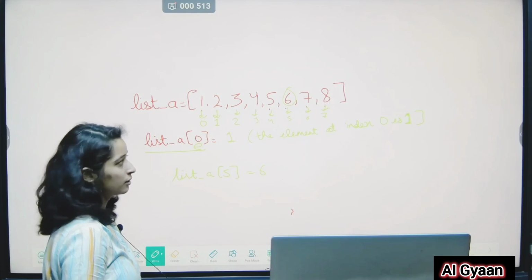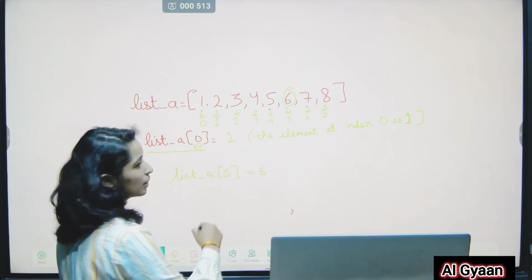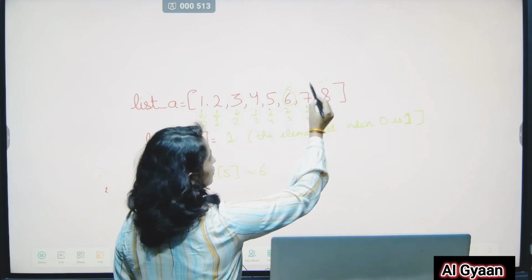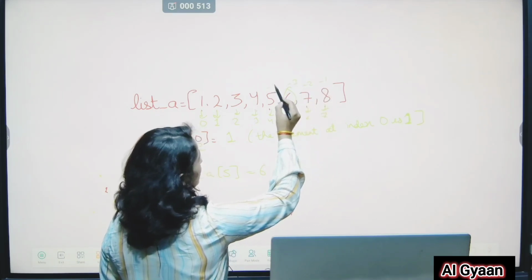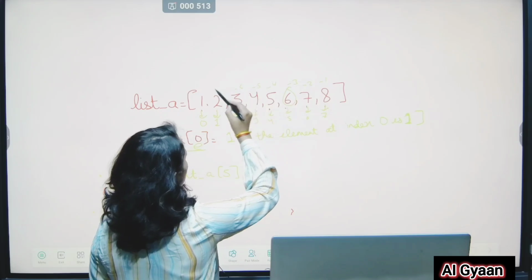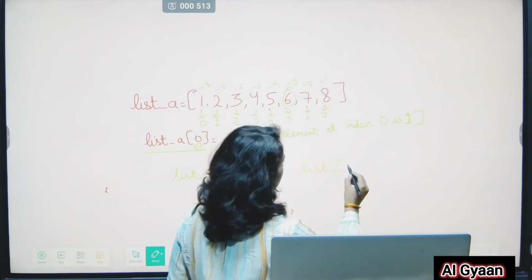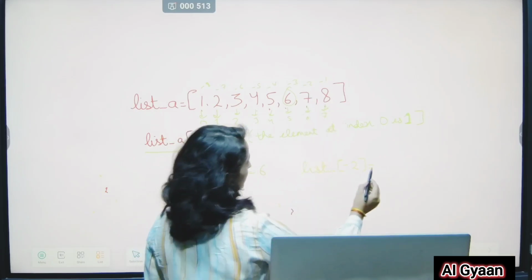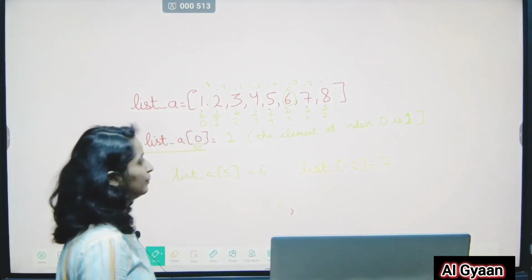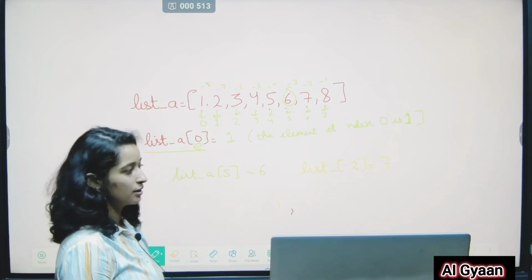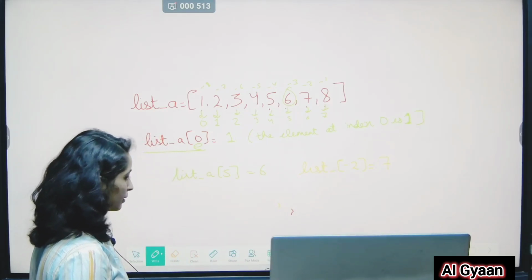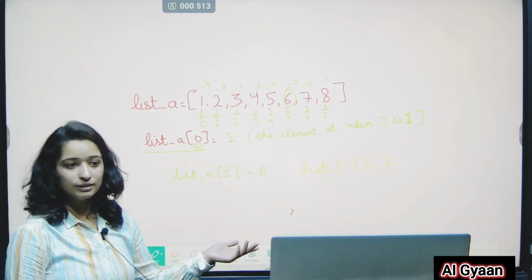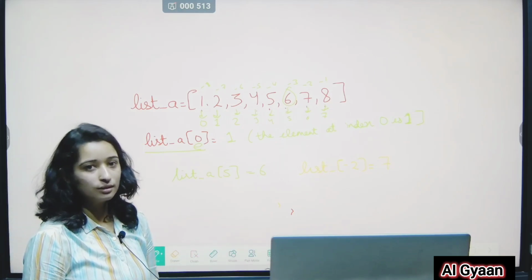That is 6. And talking about negative indexing, which starts from -1 for the first element, -2 for the second element, and so on. To find the element at index number -2, my output will be 7. So the element at index -2 is 7. I hope you have understood how indexing works in list.